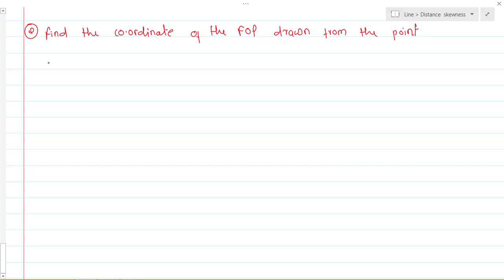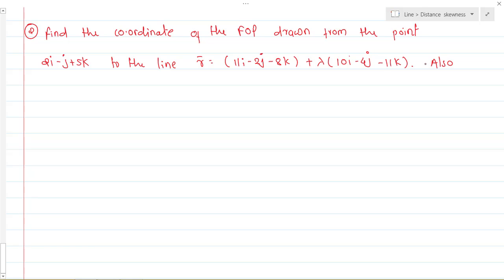Next question. So question number 2. Find the coordinates of the foot of perpendicular drawn from the point 2i minus j plus 5k to the line r bar is equal to 11i minus 2j minus 8k plus lambda into (10i minus 4j minus 11k). Also find the length of the perpendicular.